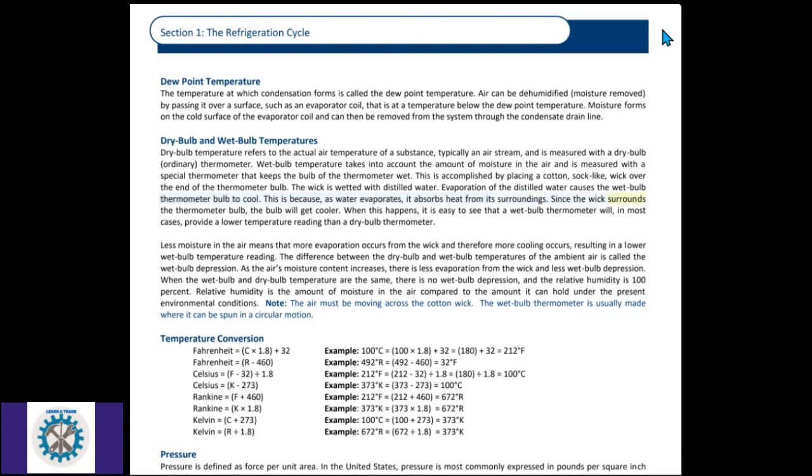Evaporation of the distilled water causes the wet bulb thermometer bulb to cool. This is because, as water evaporates, it absorbs heat from its surroundings. Since the wick surrounds the thermometer bulb, the bulb will get cooler.